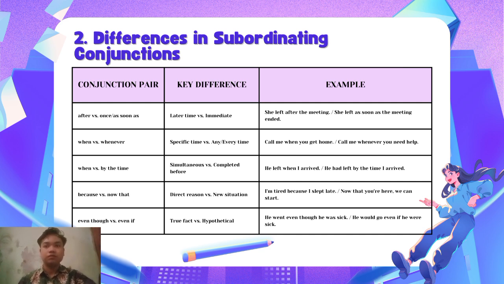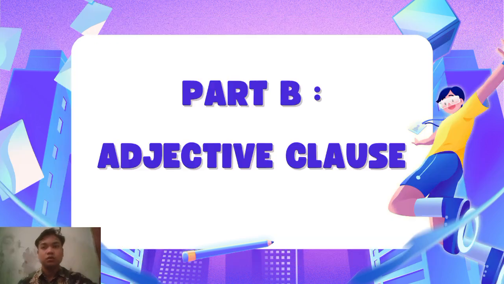For when versus by the time. When means two actions happen together. By the time means one action is finished before a certain point. Because gives a direct reason, while now that gives a reason based on a new situation. Finally, even though introduces a true fact, but even if introduces a hypothetical or imaginary situation. The example on the slide clearly shows this difference.